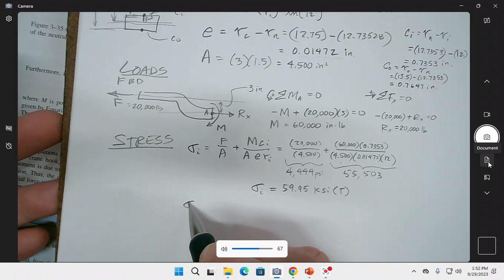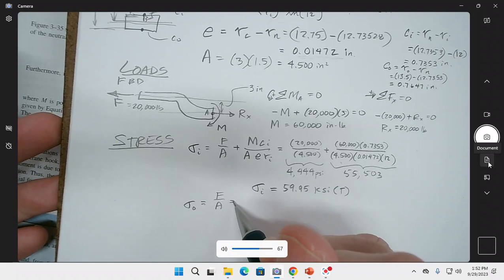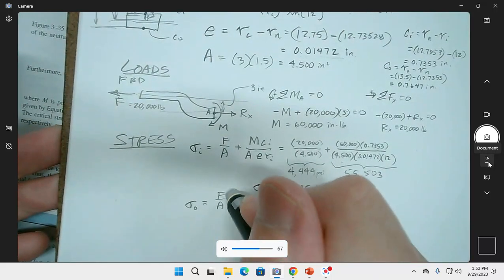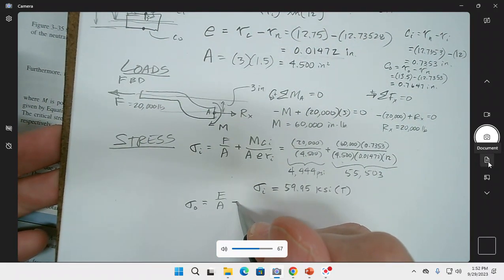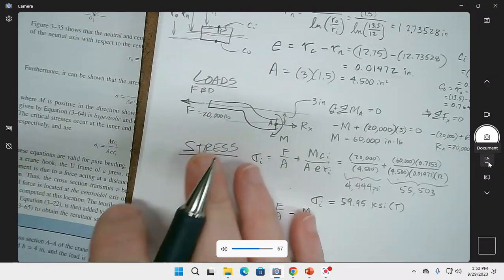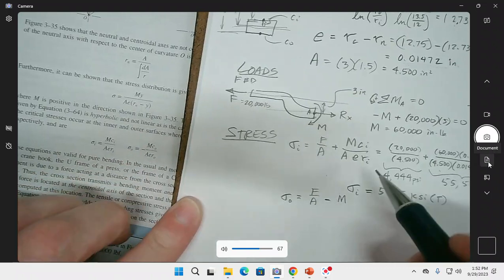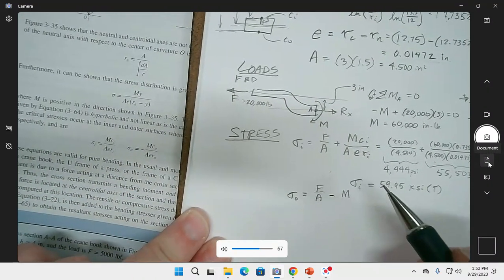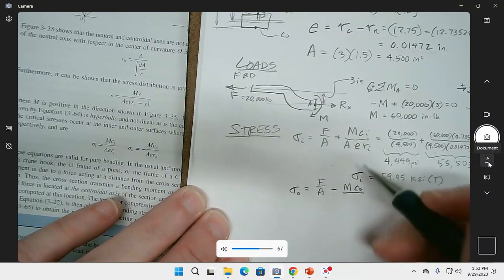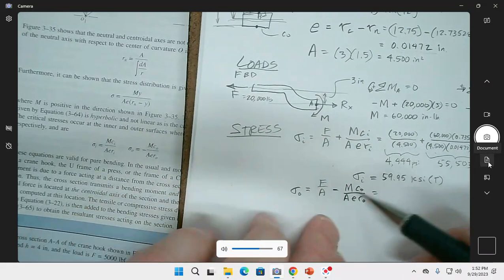And then we can go to sigma O. It's going to be F over A, O for outside, minus, because this is going to be compression on the outside. So you're going to have M, let's take a look at the equation. You'll notice that it's negative right here. CO, and go A-E-R-O. And we don't even need to write this anymore.